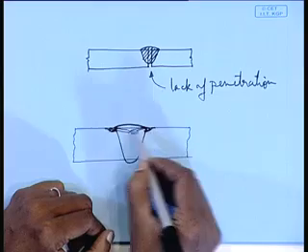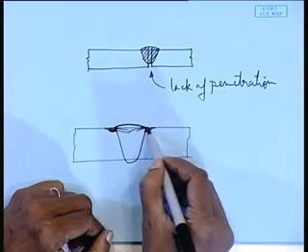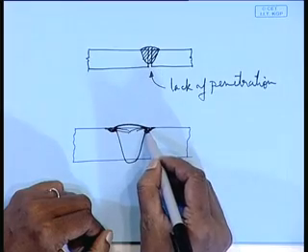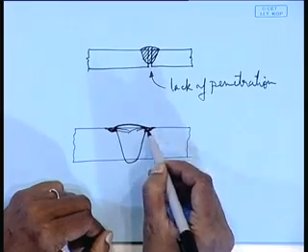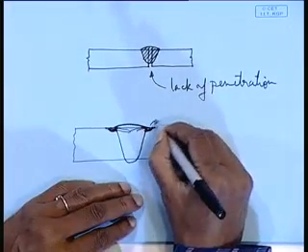That is what is referred to as undercut, though nothing is happening below the weld bed, but it is at the side of the weld bed. This is my weld bed at the side. Small such channels will form. So, that is what is referred to as undercut.